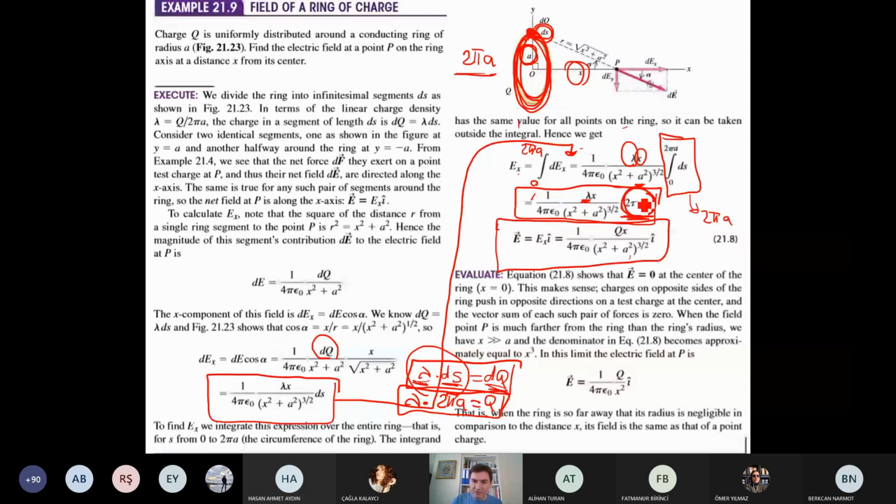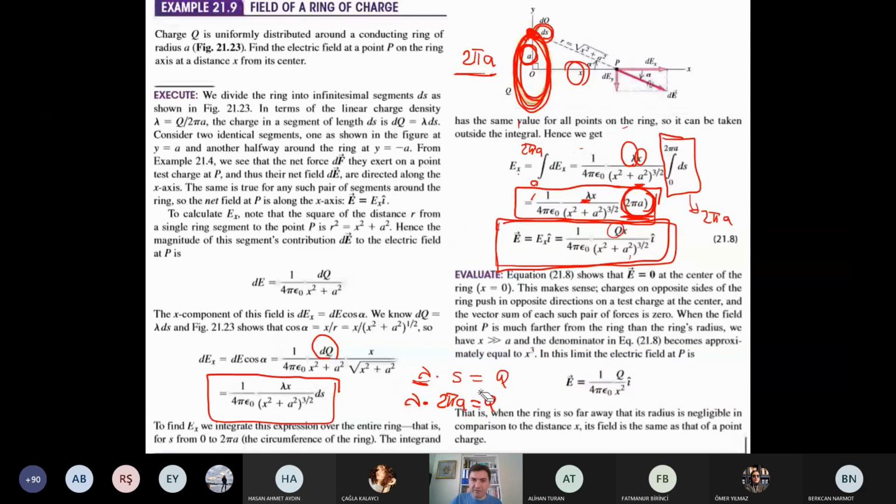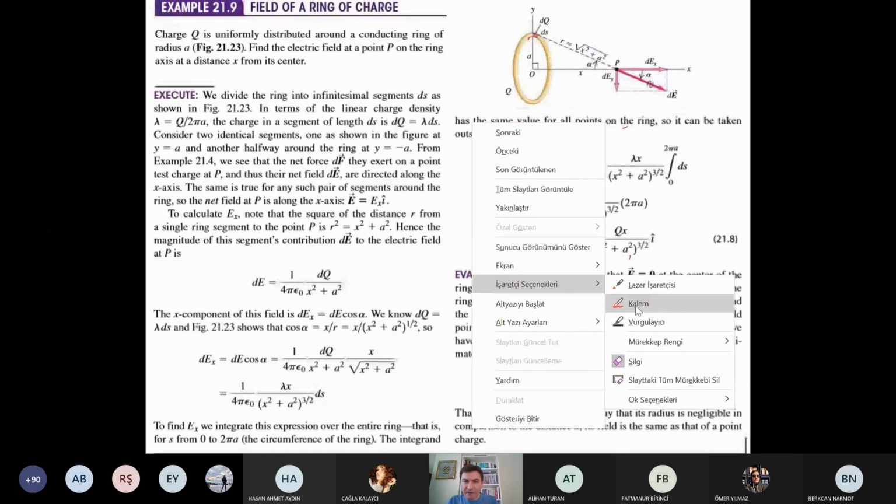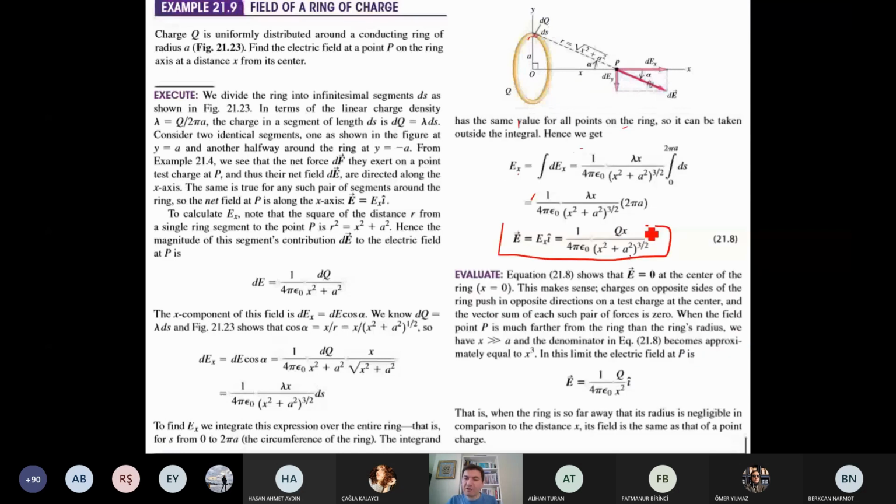Here I have an evaluation part. My old students know that I really like these evaluation parts within the examples and solutions of the problems within this book. So here we have very nice information. This equation, what about this equation? What does it tell us? It shows that the electric field is 0 at the center of the ring.